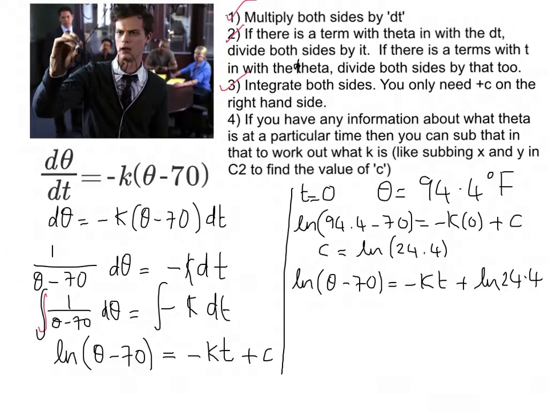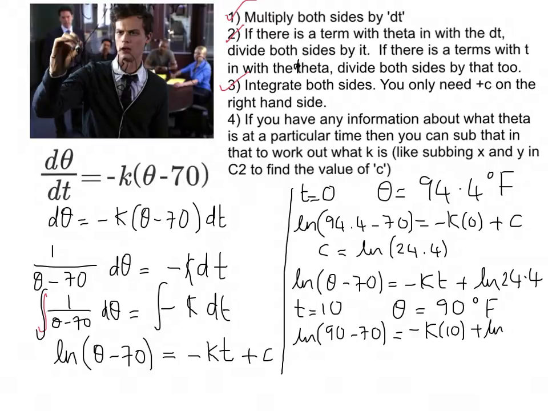Now 10 minutes later they take another temperature and they find out that the temperature is now reduced to 90 degrees Fahrenheit. So let's feed that information into our equation. Ln of 90 minus 70 is minus k times 10 plus ln of 24.4. Rearranging that, we can get k equals 1 over 10 ln, I think you should be able to rearrange this into this form, 24.4 divided by 20, whatever that is.